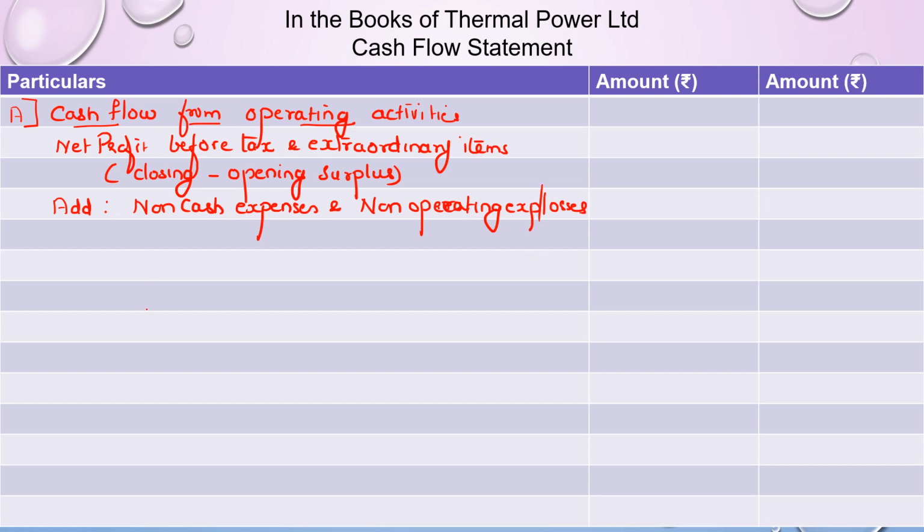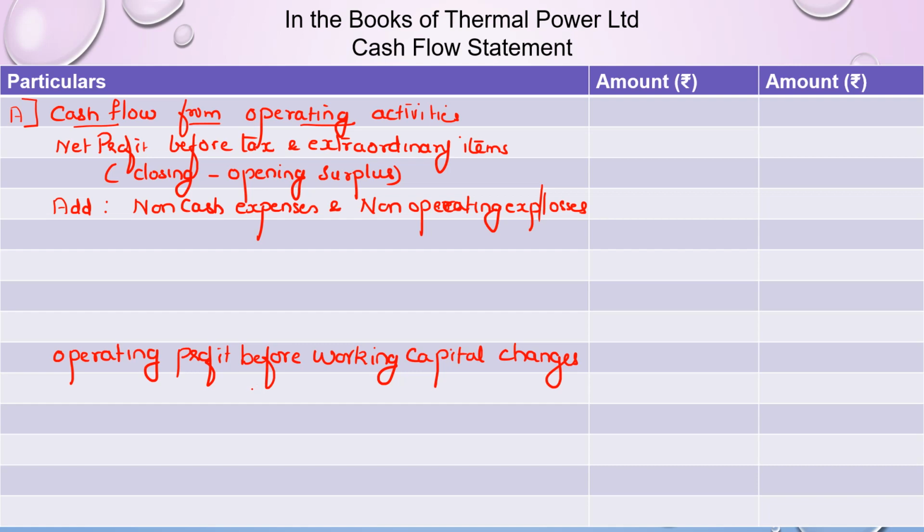And I will leave, say, 3 lines for it. So if there is a gain, then that would be subtract. So I leave 4 lines for this. And what I get, 1, 2, 3, 4. So what I get is called operating profit before working capital changes. So whatever amount you arrive at is operating profit before working capital changes.